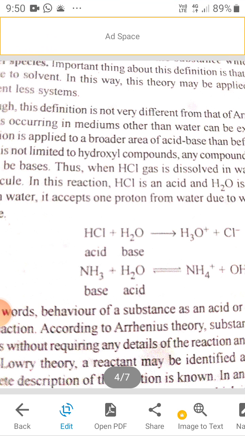Bronsted and Lowry theory. According to the Bronsted and Lowry theory, acid is a substance which has a tendency to donate proton to other species, and base is the substance which accepts proton from other species. This is the theory based on protons such as HCl, ammonia. HCl becomes hydronium ion and ammonia becomes ammonium ion. And in the bases, nitric acid, sulfuric acid, etc.